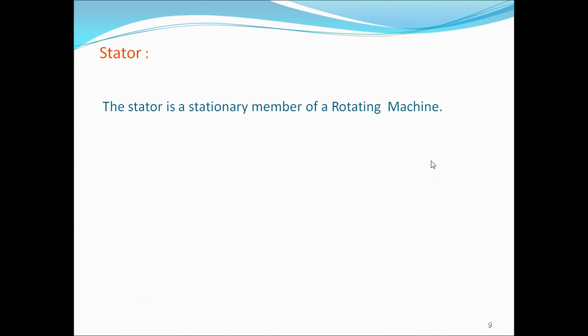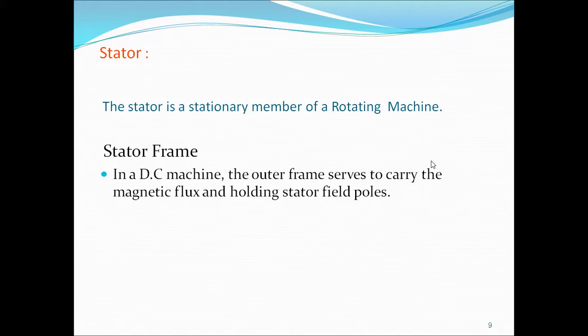So what is a stator? The stator is the stationary member of a rotating machine. What does it contain? Externally it contains a stator frame, the outermost part. In DC machines, the outer frame serves to carry the magnetic flux and holds the poles. So it contains both the stator frame and the stator winding. When we connect the stator winding to the three-phase supply, what happens? The current flows through the stator winding, and then it produces a flux that travels in the air gap.